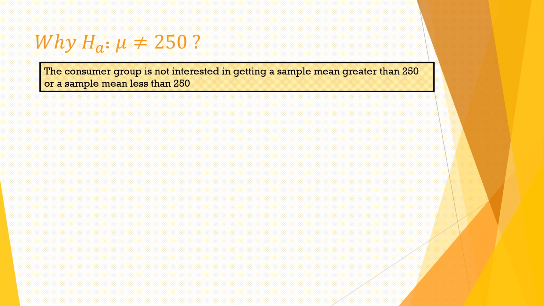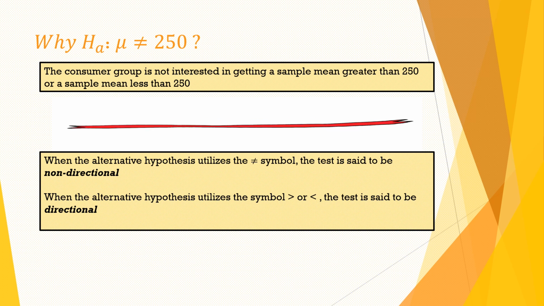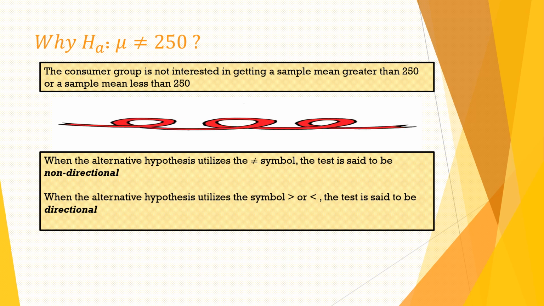Okay, yung answer muna dun sa question natin na bakit ito yung ginamit natin, bakit not equal lang ginamit natin dun sa previous example. Kaya ang reason, because the consumer group is not interested in getting the mean greater than 250 or sample mean less than 250. Ibig sabihin, hindi indicated dun sa problem kung greater than or less than 250 ml ba yung kanilang gustong matest or gustong makuha. Okay, if that's the case, dun papasok ngayon yung ating types of alternative hypothesis.